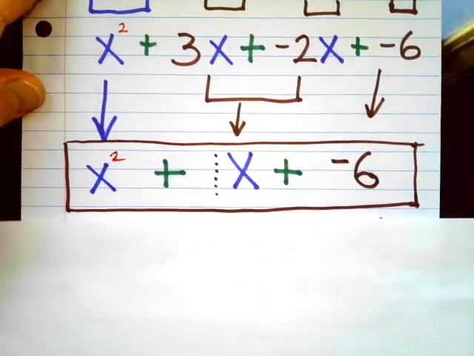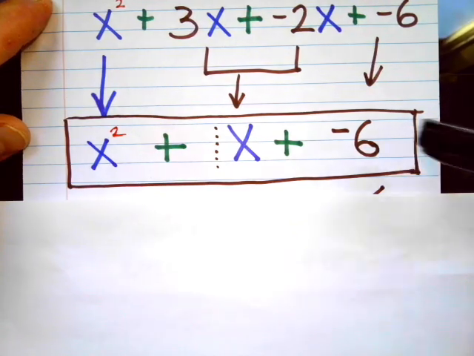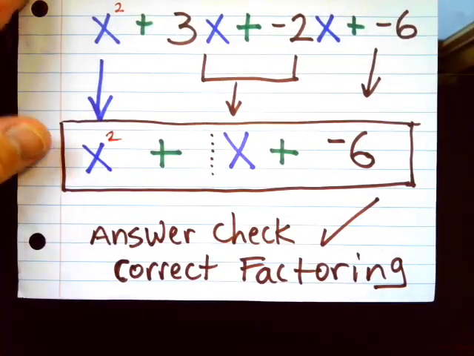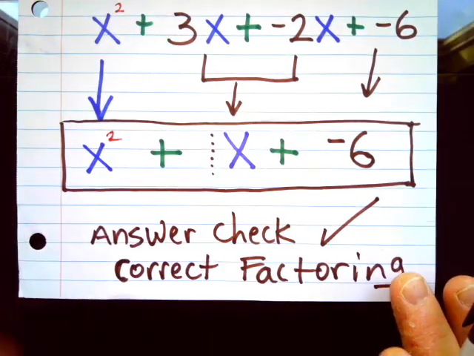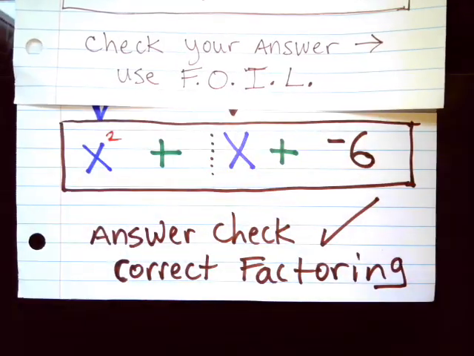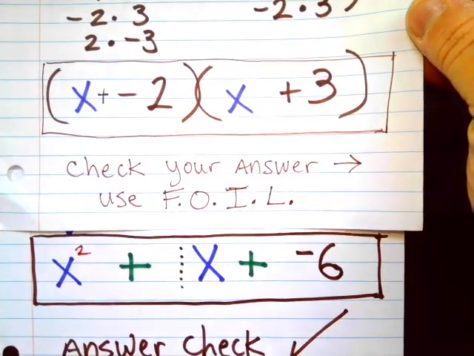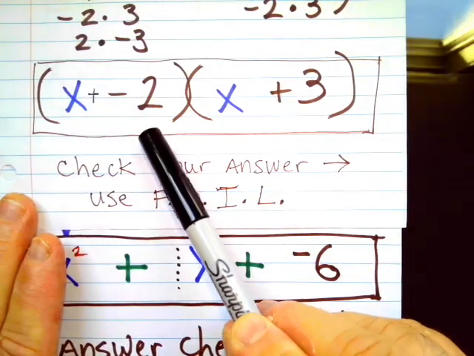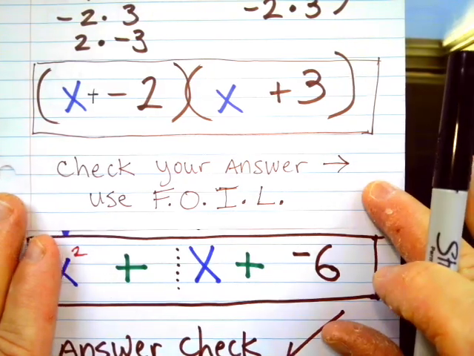Is this the same expression I started with? It absolutely is. What does that mean? My answer checks. I correctly factored. The correct factor in this expression, equations have equal signs, is x plus a negative 2, x plus a positive 3. And if you wanted to find zeros, you'd set each of these equal to 0 and solve for x, and that would give you your answer.